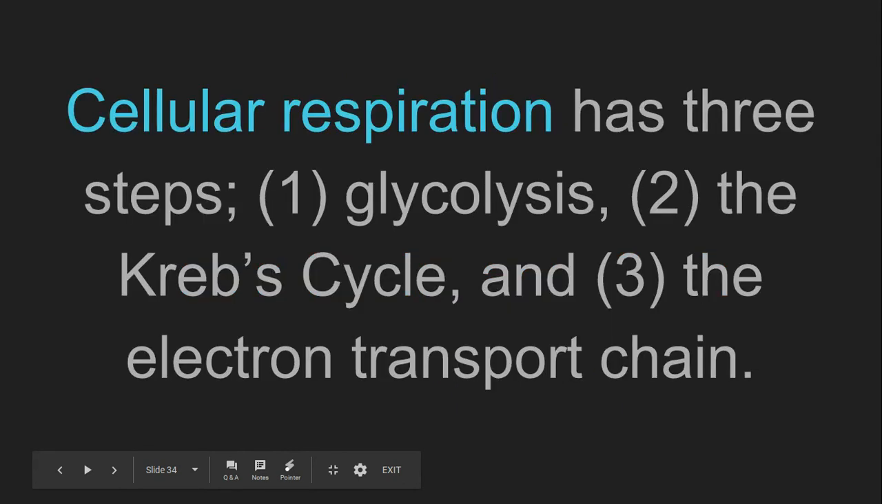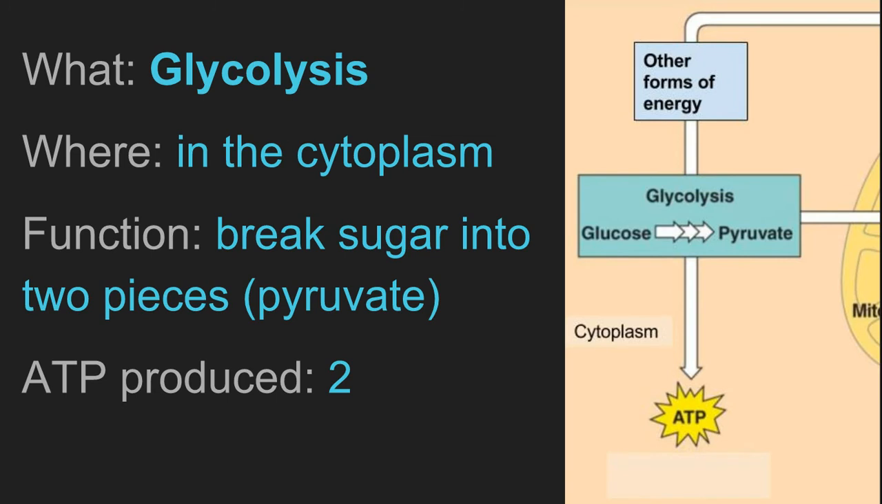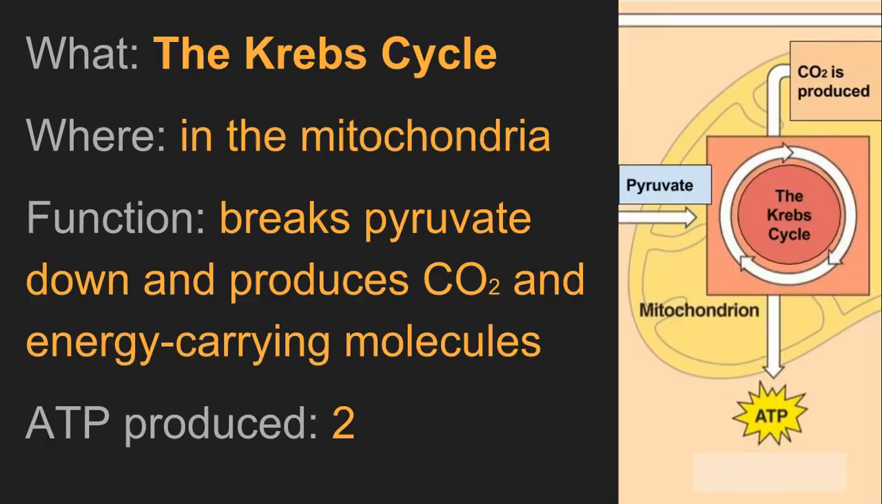Cellular respiration, and I'm going to try to make it as simple and easy as possible because it's a really complicated process, has 3 steps. The first is called glycolysis, the second is the Krebs cycle, and the third is the electron transport chain. Glycolysis happens in the cytoplasm, the cell substance, the cell jelly. It breaks sugar down into 2 smaller pieces known as pyruvate. During this process, it also produces 2 ATP.